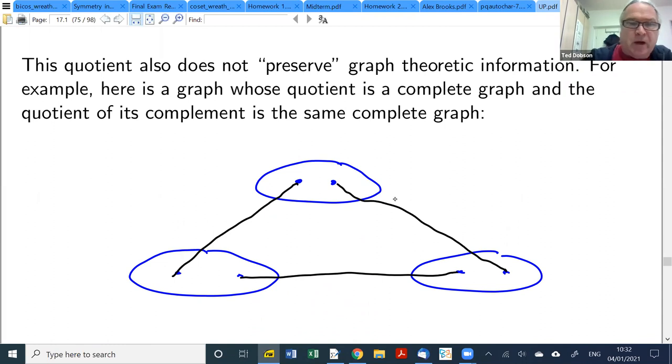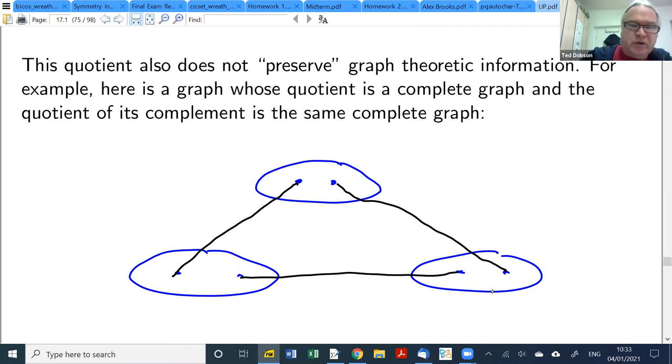So if you look at this graph, you can see how carefully I drew it. The key thing here is that between any of these blobs, the blobs are going to represent the cells of the partition, I've got an edge and I've got a non-edge. And so that means that with this graph, its quotient is going to be a complete graph on 3 vertices. And if you go to the complement, because some vertex in each blob is not adjacent to some vertex in each blob, the quotient of the complement will also be K3.